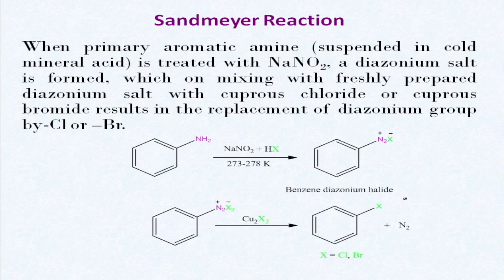Same reaction, with the material being an aromatic amine. So this is the benzene ring. This is the amine group on the benzene, the aromatic amine. With sodium nitrite and halogen acid you get benzene diazonium halide. Benzene diazonium halide then reacts with cuprous chloride, cuprous bromide, cuprous with any halogen group, starting from the primary aromatic amine.